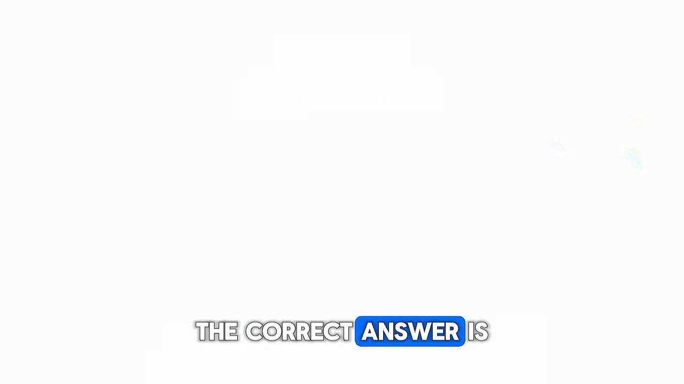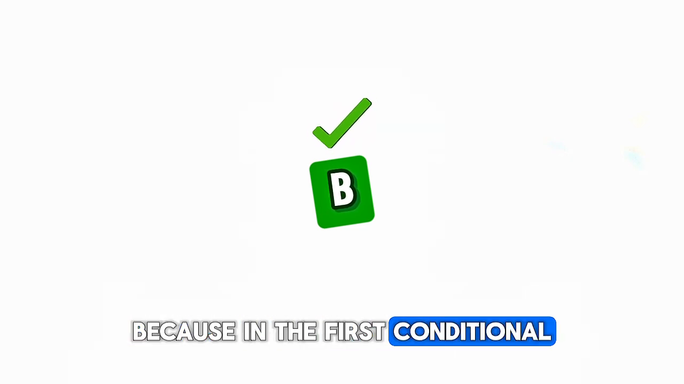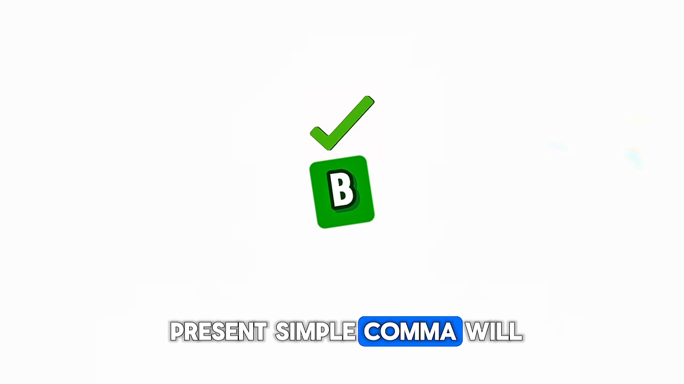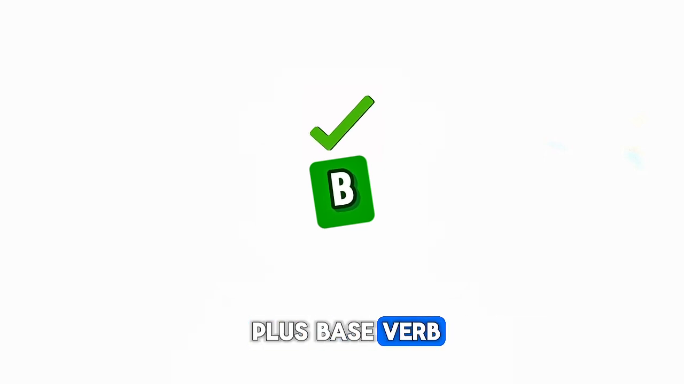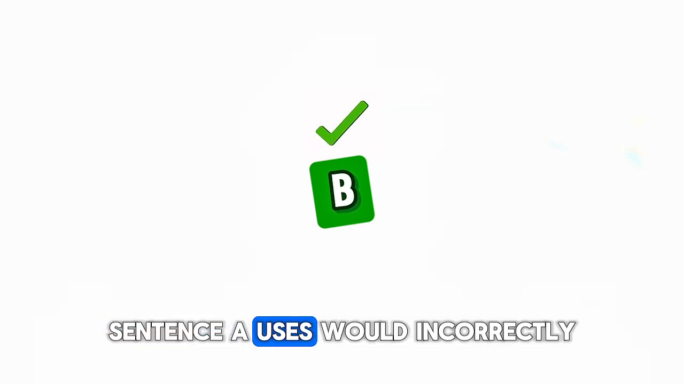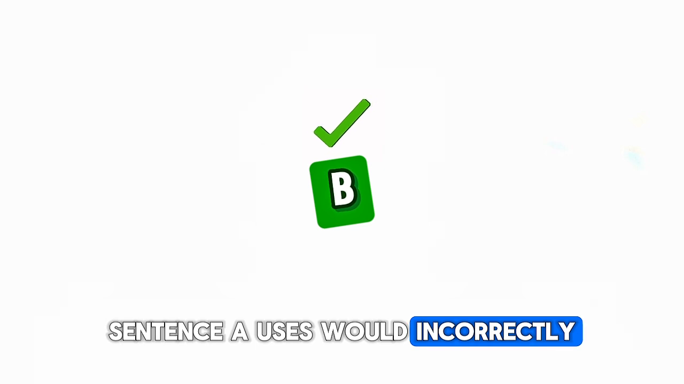The correct answer is B. Why? Because in the first conditional, we use if plus present simple, comma, will plus base verb. We do not use would in the if clause for real future possibilities. Sentence A uses would incorrectly.